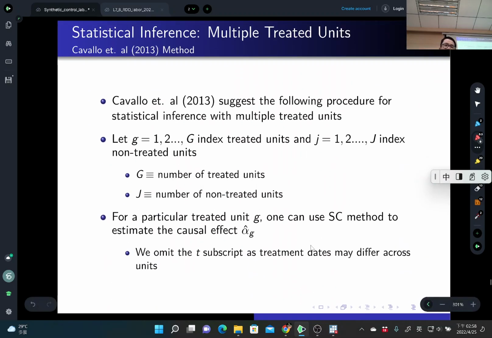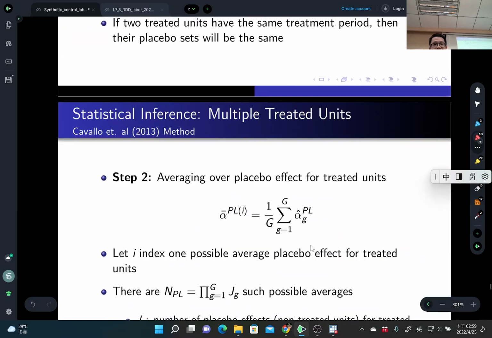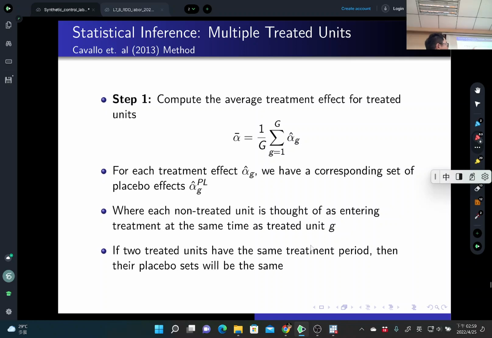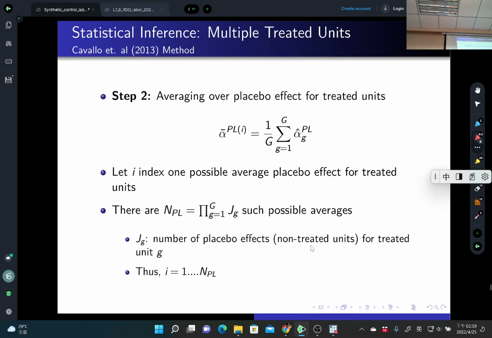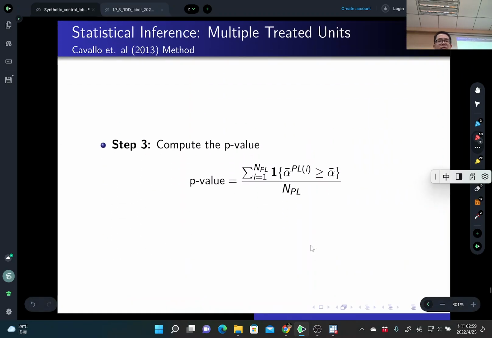Now let's be more general, where the number of treated units is not 2 but G. I will not go through it in detail, because it's very similar. You again take the average over these G treated units, and the number of possible placebo estimates is J1 times J2 times J3 up to JG. So you will have a lot. Then you use the same way to calculate the p-value. If you understand the two-unit case, it extends to G units. The number of treated units is G.